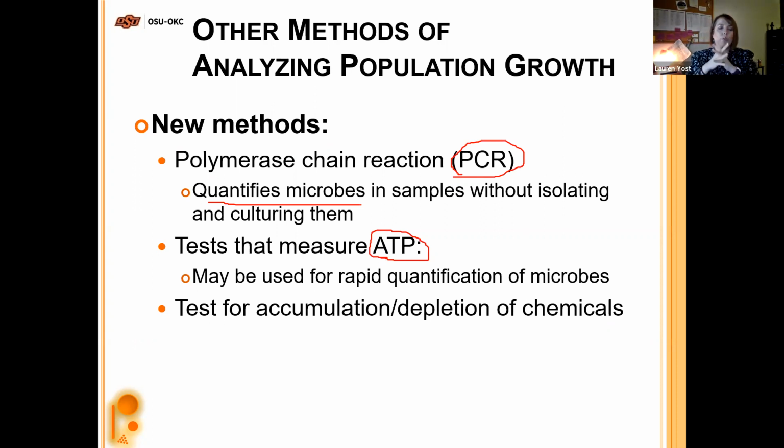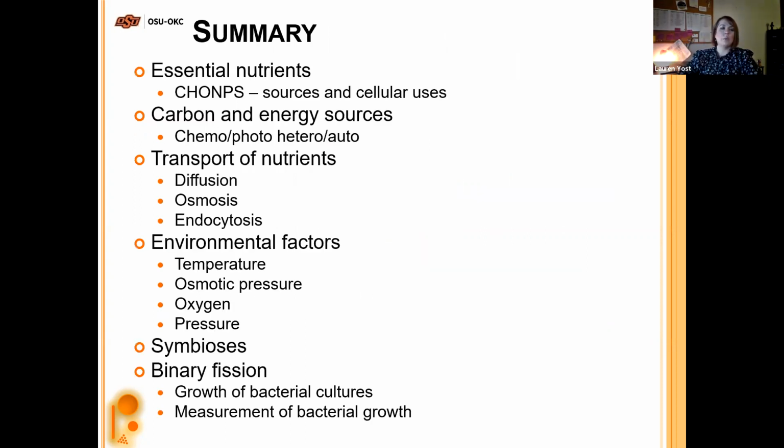You can also test for accumulation or depletion of chemicals in the growth medium. To summarize, we talked about the essential nutrients. These are the big ones to be aware of: carbon, hydrogen, oxygen, nitrogen, phosphorus, and sulfur. That is important to understand.